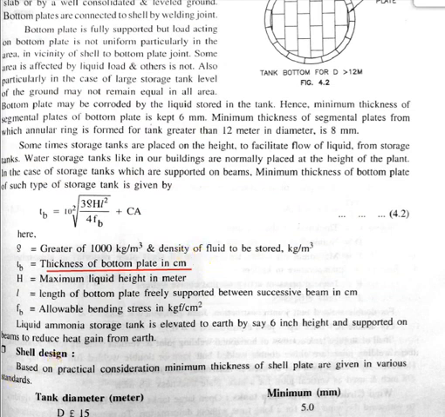Now, h is the maximum liquid height in meters. Height of liquid is considered in meters. L is the length of the bottom plate freely supported between successive beams in centimeters. Next, FV is the allowable bending stress, which should be in kgf per centimeter square.